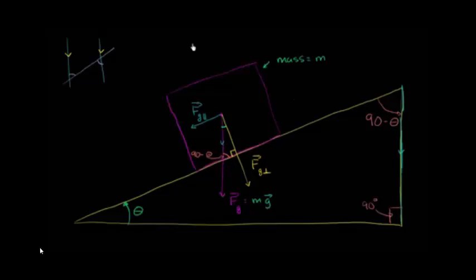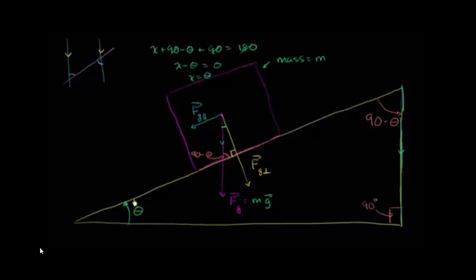Let me write this down. I don't want to do too much in your head. So let's just call it x. So x plus 90 minus theta plus this 90 degrees right over here needs to be equal to 180 degrees. We can subtract 180 degrees from both sides. So you subtract 90 twice, you're subtracting 180 degrees, and you get x minus theta is equal to 0, or x is equal to theta.